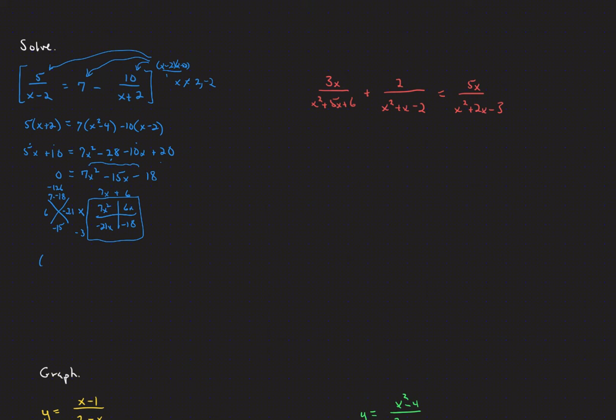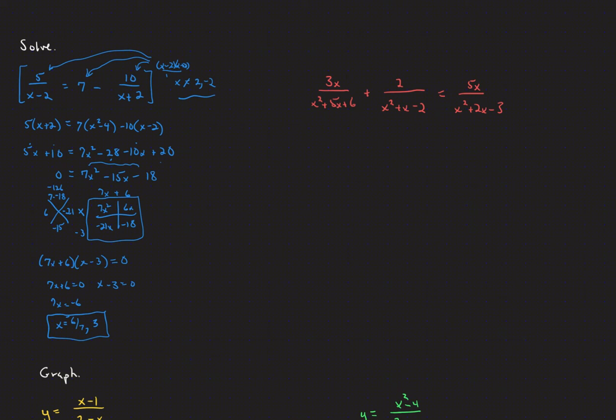Whew, that was tough. So we have 7x plus 6 times x minus 3 is equal to 0. And so that means 7x plus 6 equals 0, or x minus 3 equals 0. So that means we can get a negative 6/7, or we can get a positive 3. Those both are okay. So those are both going to be solutions.